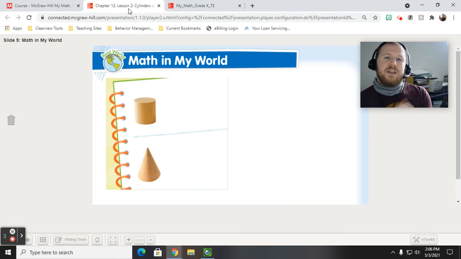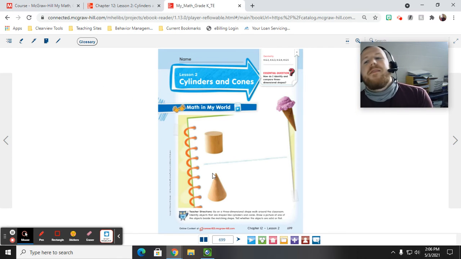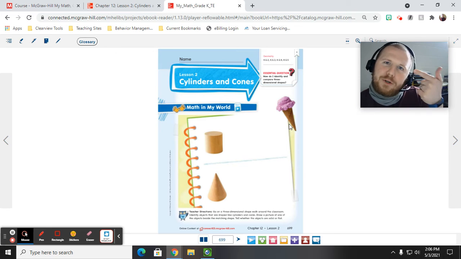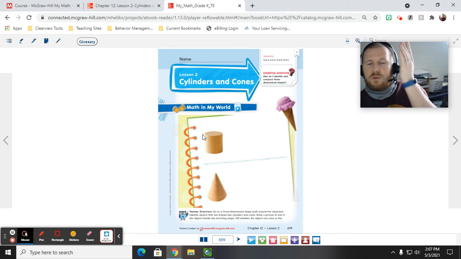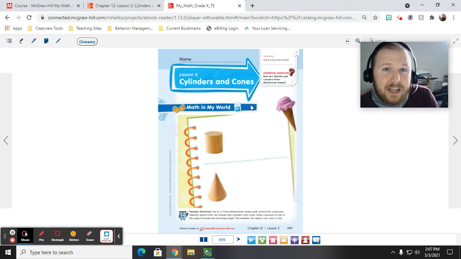So on this page in your math lesson, they have that. Oh, look at the ice cream. Anyway, so what they want you to do is draw examples of these shapes. So the cylinder, what are you going to draw over here? Pop can, soda can, tomato soup can, peanut butter jar, flashlight, the glue stick, whatever. You can draw those things, they would match.